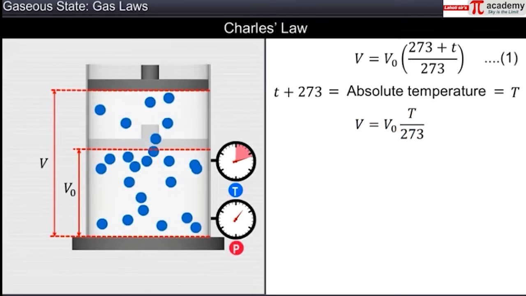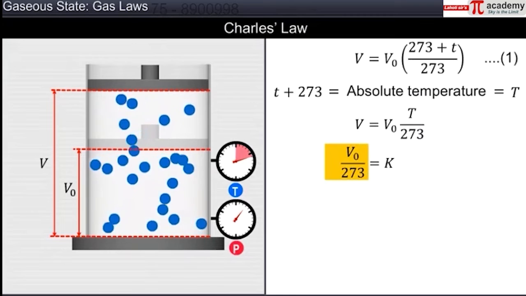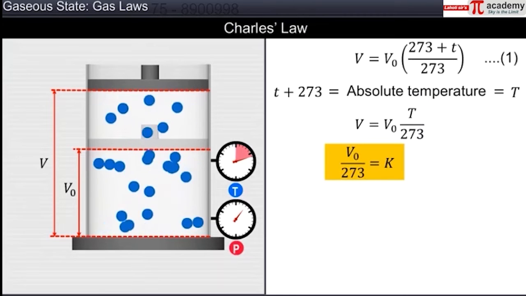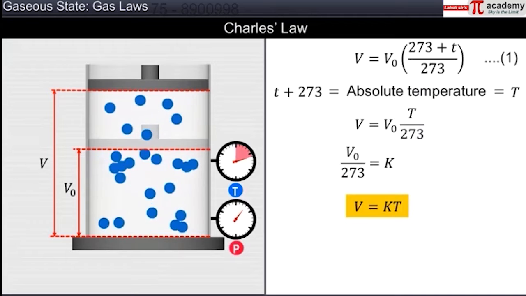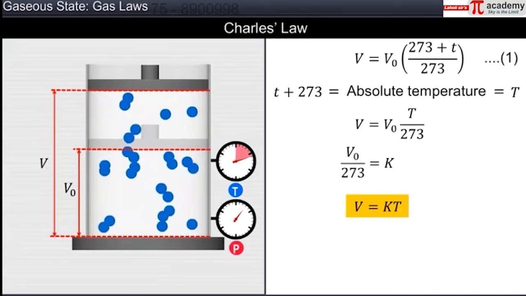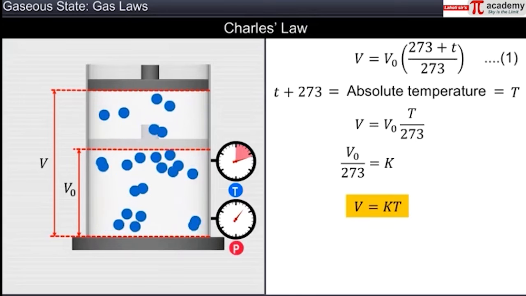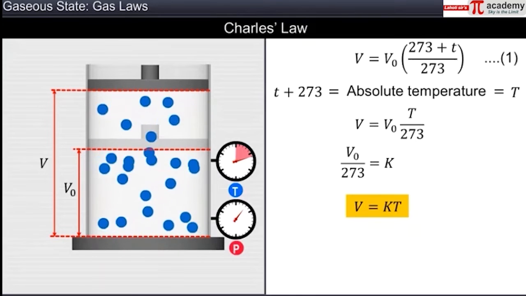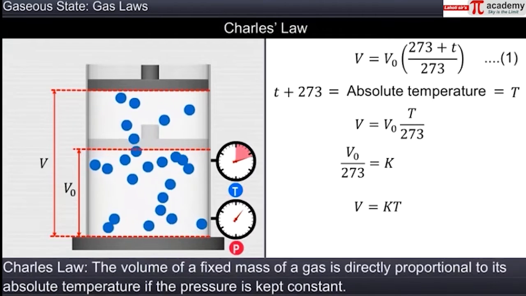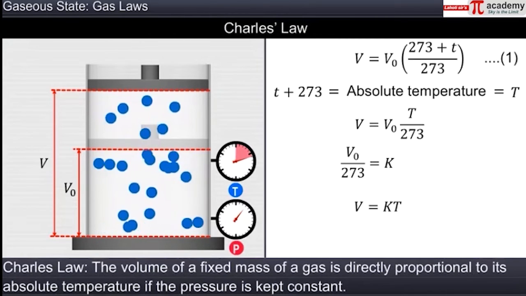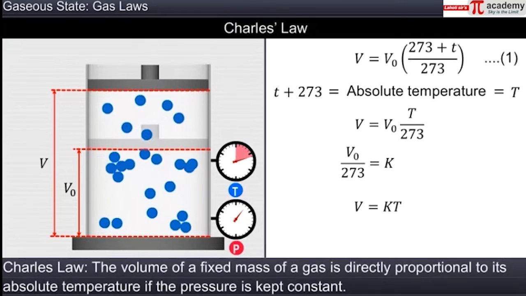But for a given mass of a gas, V0 by 273 is equal to a constant. Therefore, V is equal to kT, where k is a constant. Remember, temperature T is in Kelvin scale. This is the mathematical expression for Charles' law, which states that the volume of a fixed mass of a gas is directly proportional to its absolute temperature if the pressure is kept constant.